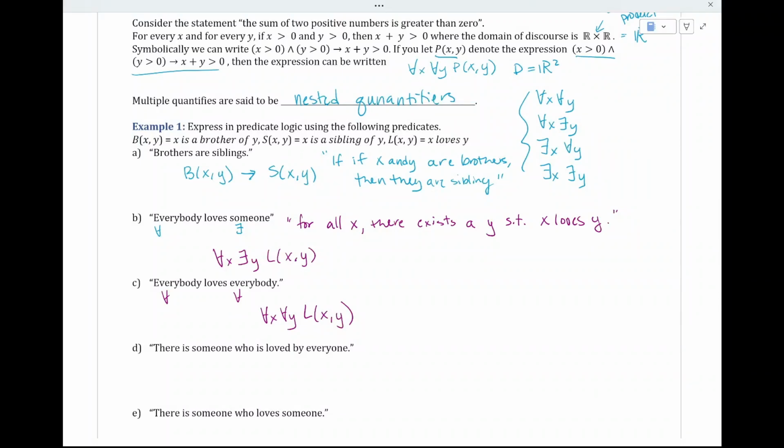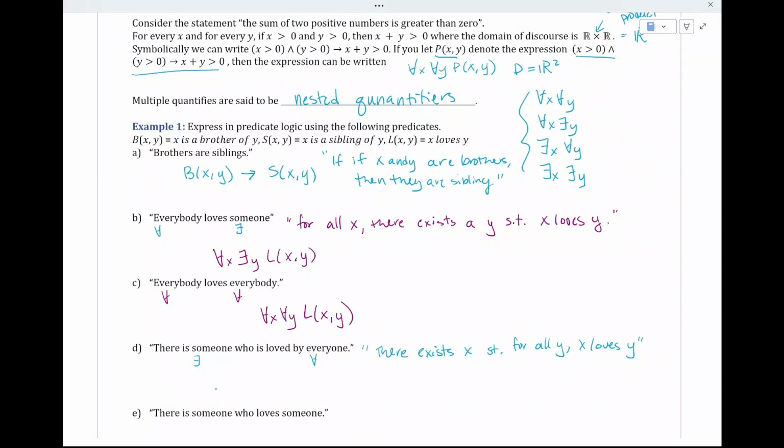Next one, there is someone who is loved by everyone. Maybe I'll write this one out in words. There exists x such that for all y, x loves y. So this is saying something a little bit different than we had in part B. In part B, we said for every x, there exists somebody that x loves. And here we're saying there exists an x that is loved by everybody. Those actually are two different statements.